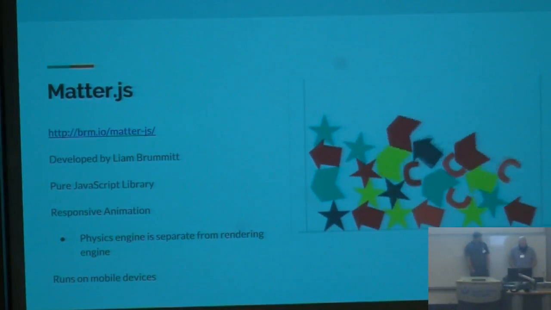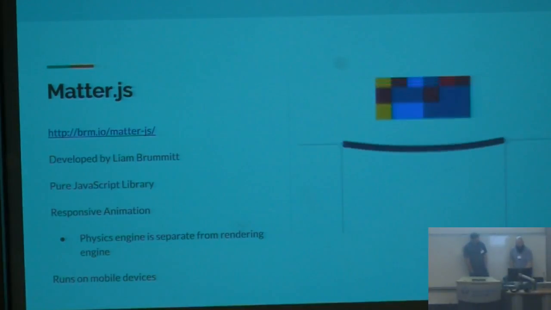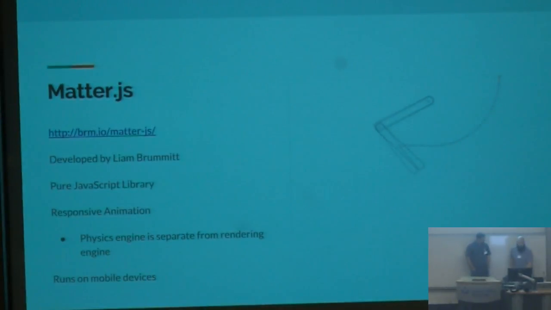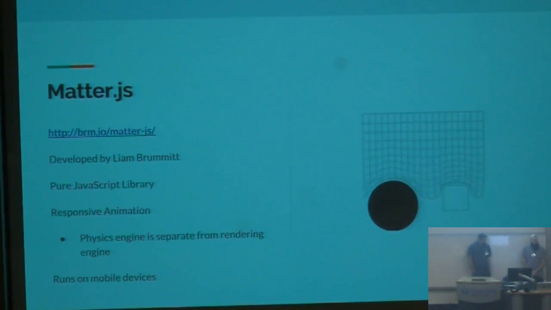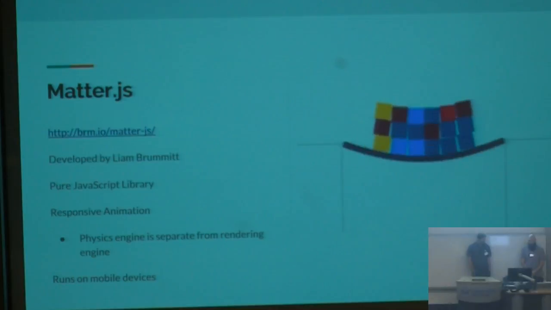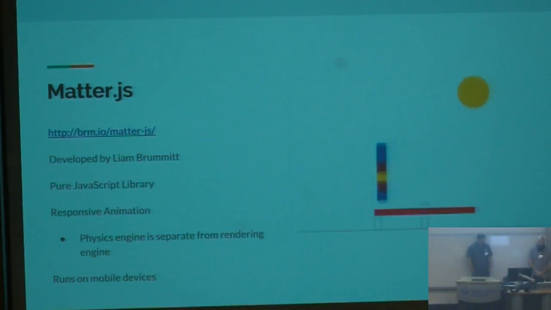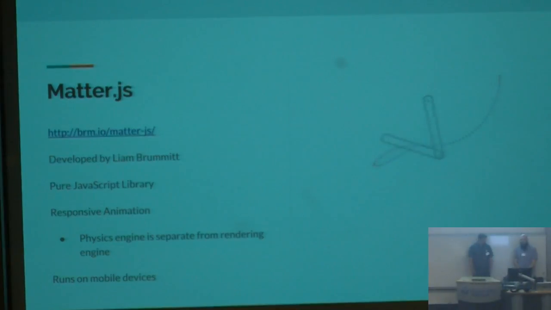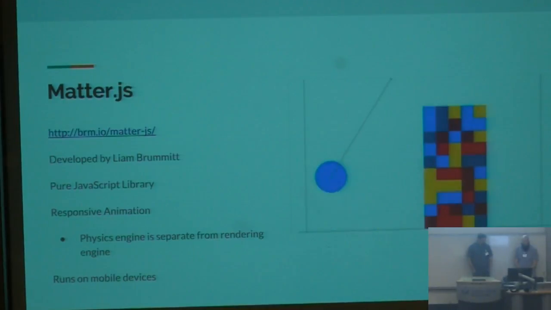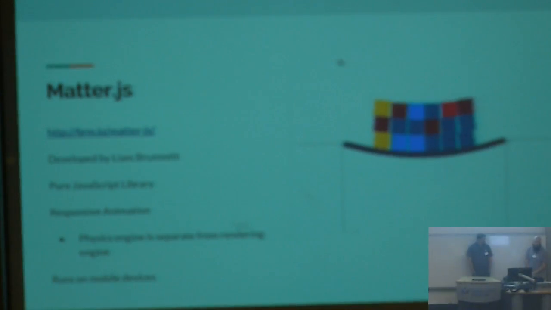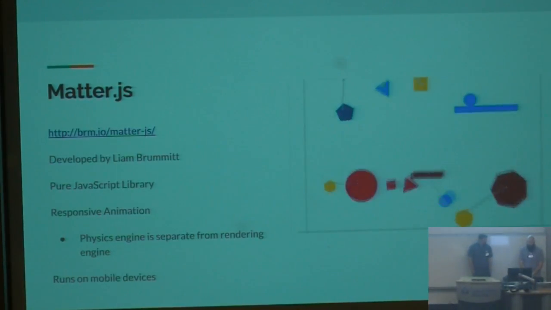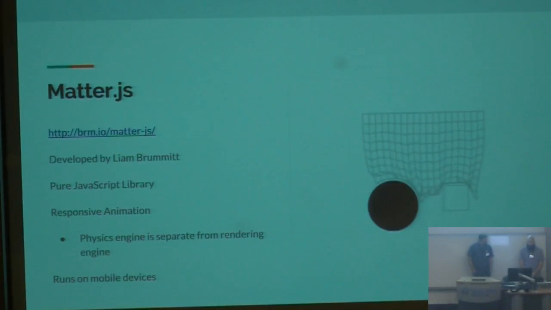The first of the two physics engines we really looked into is Matter.js. They use rigid bodies, which was very appealing to us. It's all in JavaScript, which is what we wanted to stick to. We were already using JavaScript with Nexus UI, so this seemed like it would fit in perfectly with what we're doing. It also has a physics engine that is separate from the rendering engine, so if we wanted to use P5 or Three.js or something like that for our actual bodies, we could still use the Matter.js physics engine.